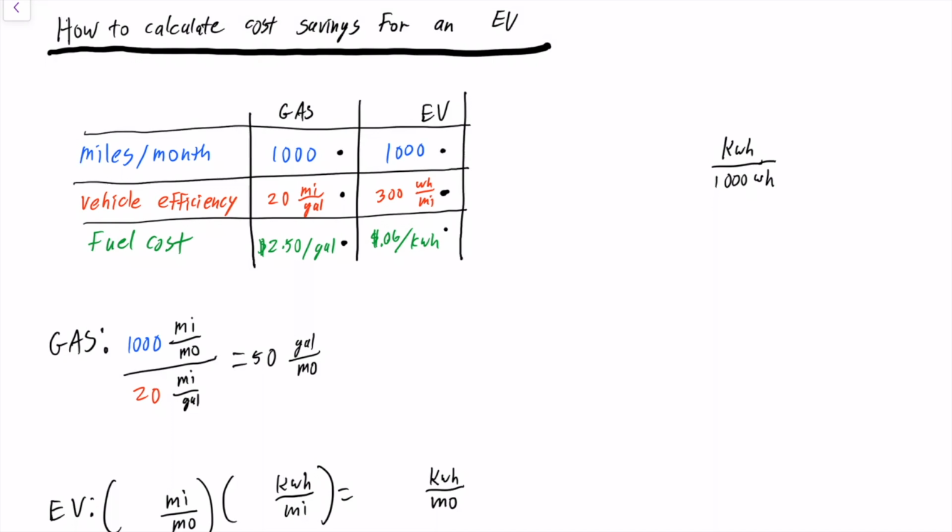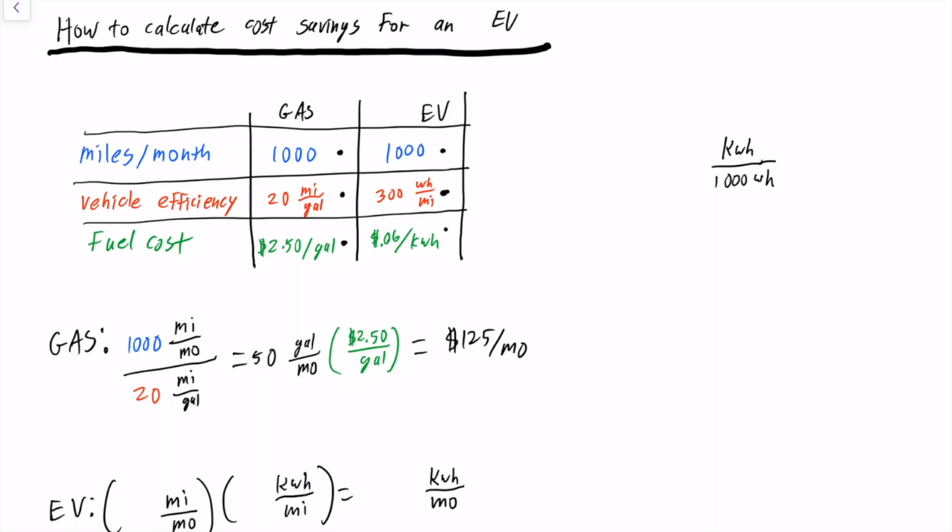Now to calculate the cost for that, we're going to need to take that number and multiply it by the $2.50 per gallon that we pay for gas, and we'll see that our fuel cost to drive this vehicle 1,000 miles per month is going to be $125 for that month.